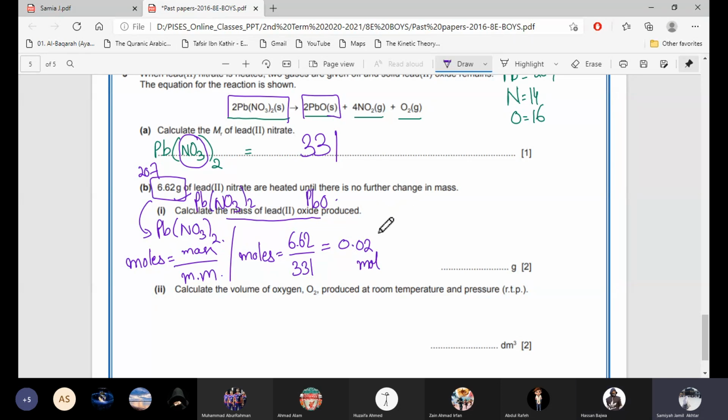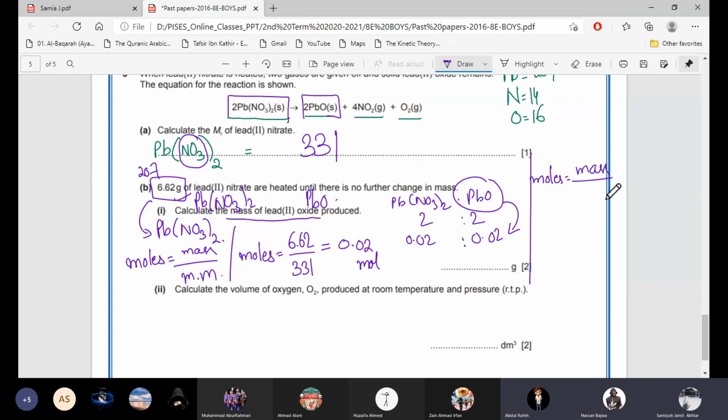So for lead nitrate to lead oxide, 2 moles are giving 2, so 0.02 will also give 0.02. So it means for lead oxide also the moles are 0.02. Now you will use the formula moles is equal to mass divided by molar mass. We are doing this for lead oxide. The moles of lead oxide are 0.02.